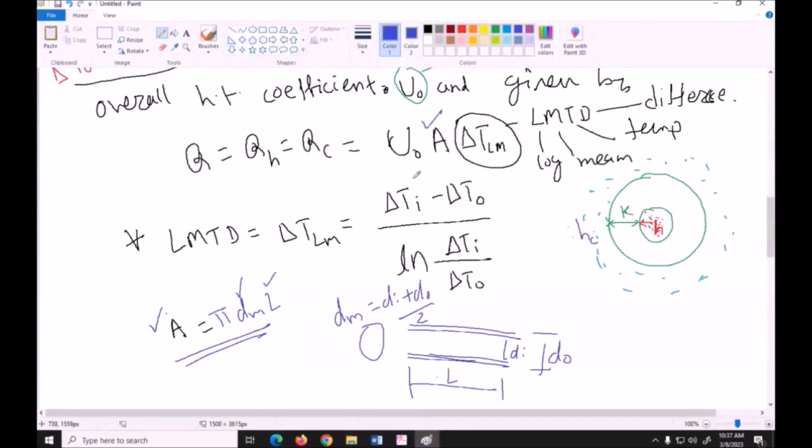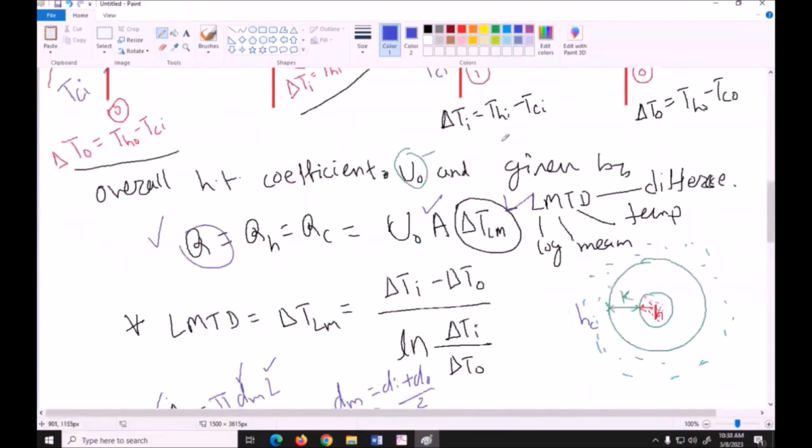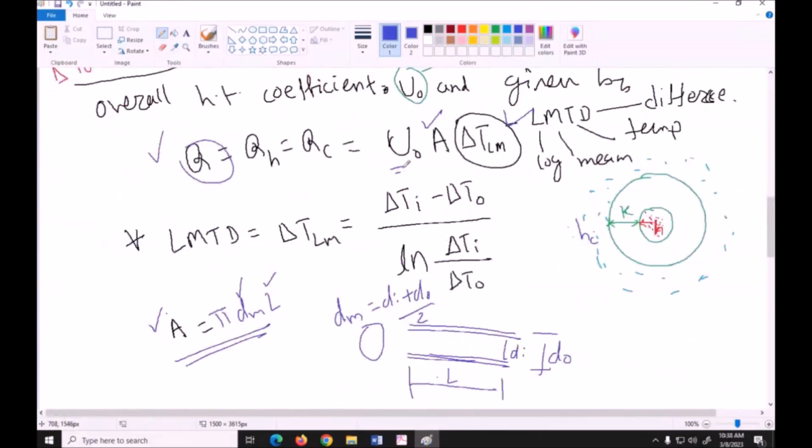So the area is known, and LMTD I just calculated here. So I can choose any one Q. Q is known from the above formula, so I can find the overall heat transfer coefficient.